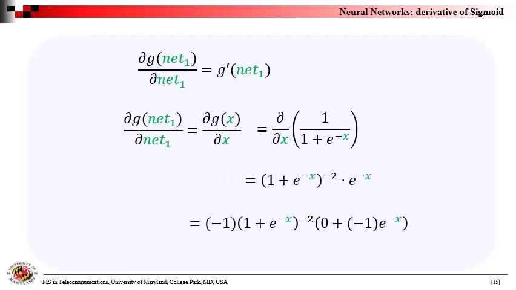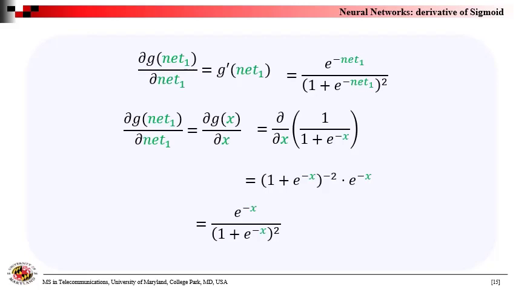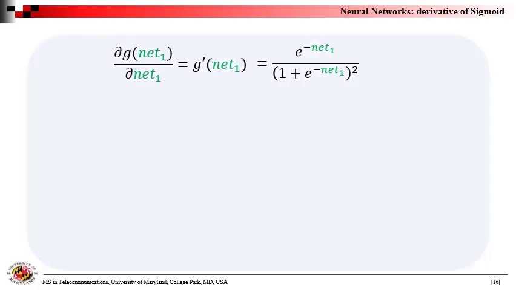So now we have that the derivative of the sigmoid function is equal to 1 plus e to the minus x, to the power of minus 2, times e to the minus x. And that is the derivative of our sigmoid function.